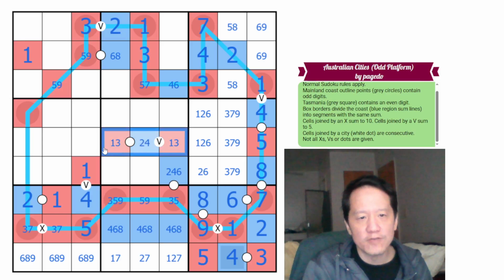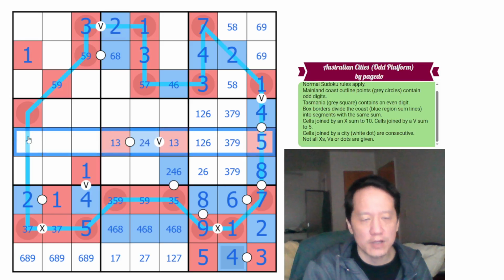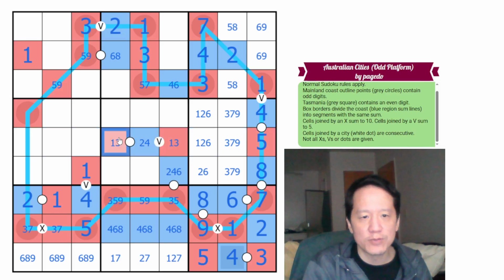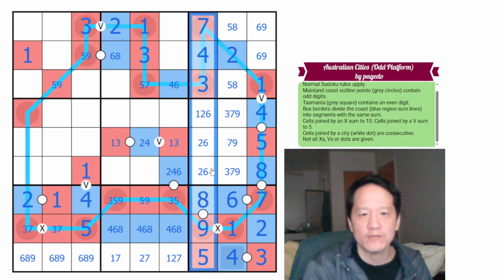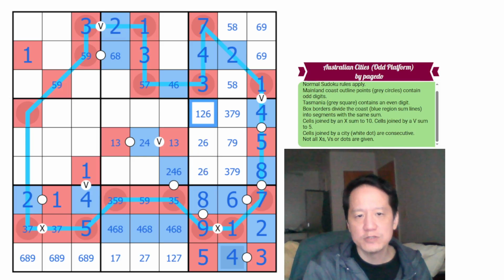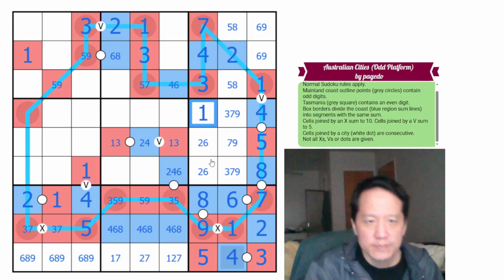So now we have a 1, 3, 1, 3 pair in row 5, which eliminates 1 and 3 in the rest of the row. This can't be 1. This can't be 3. We have a 2, 6, 2, 6 pair in column 7, which eliminates 2 and 6 from the rest of the column. So this can't be 2 or 6. It has to be a 1. Okay.